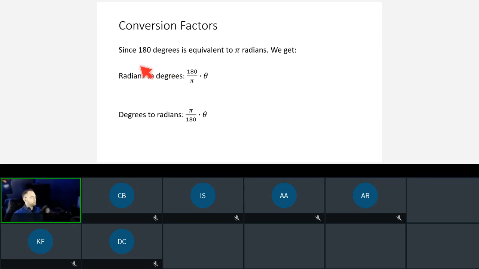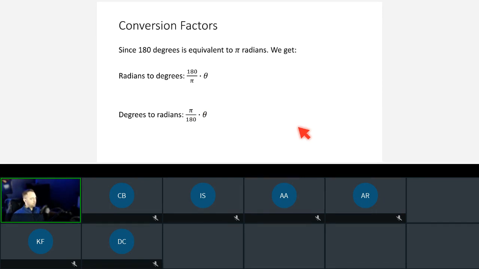All right, conversion factors. If we want to convert from radians to degrees, the conversion is 180 divided by pi times the radians. This is the Greek symbol theta, which generally represents an angle. So the angle in radians times 180 over pi will give you the conversion. And to go from degrees to radians, you take your angle in degrees times pi over 180.